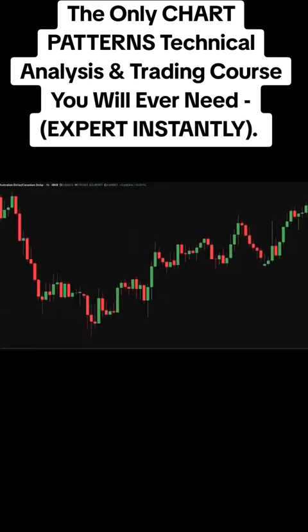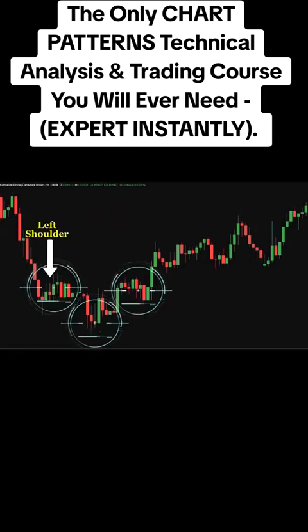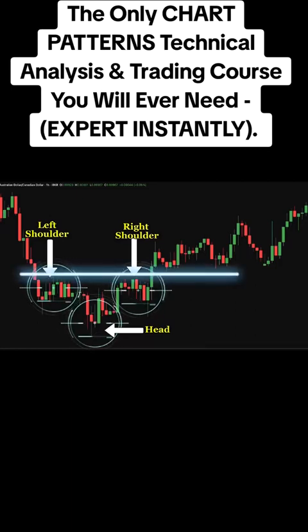Now let's flip the pattern. The inverse head and shoulders is used to spot a reversal from a downtrend to an uptrend. Here's how it forms. A swing low creates the left shoulder, a deeper low forms the head, a higher low forms the right shoulder, showing that sellers are losing steam. You connect the swing highs above the shoulders to form your neckline. Once price breaks above the neckline and prints a higher high, the pattern is complete, confirming the trend reversal to the upside.